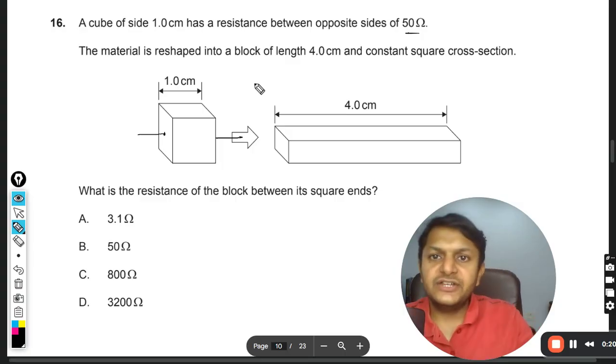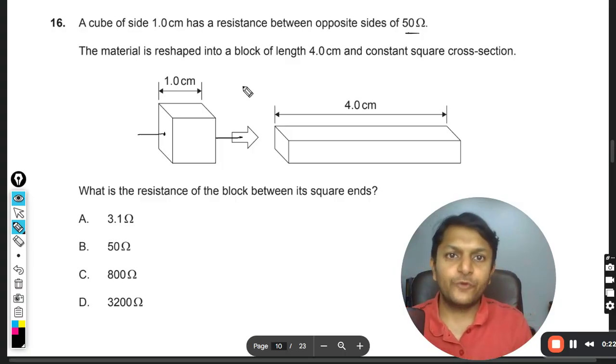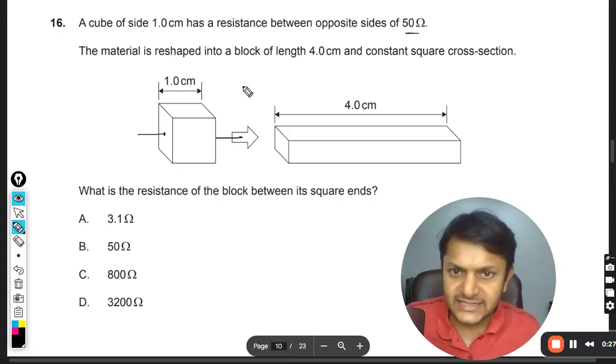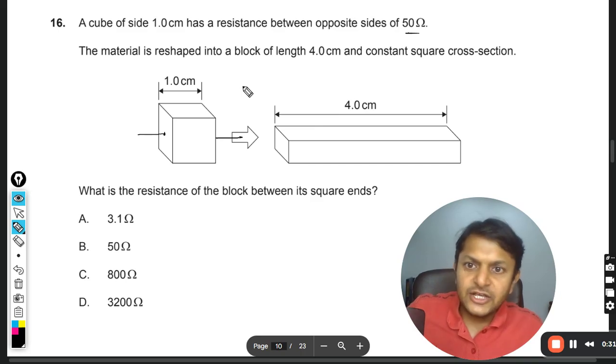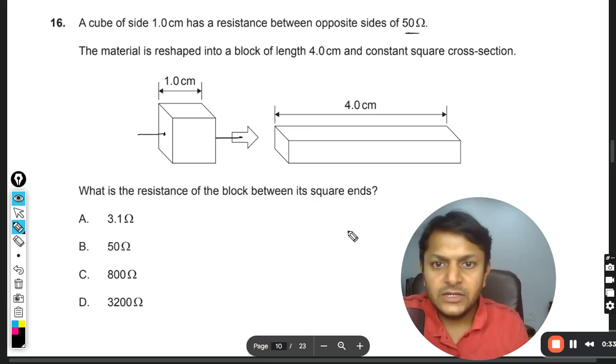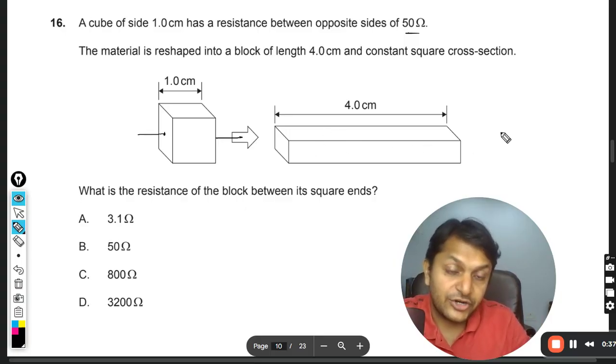The material is reshaped into a block of length 4 centimeter and the constant cross section area. What is the resistance of the block between its square ends? So what is the resistance here?